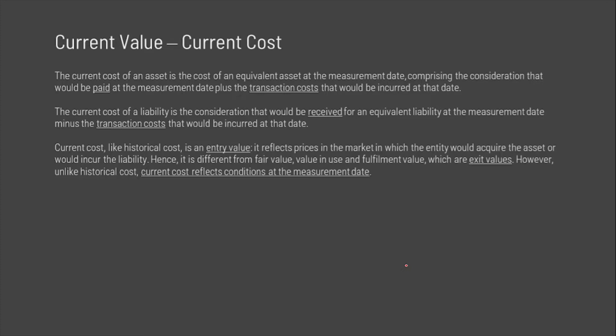Current cost and historical cost are entry values, as they reflect prices in acquiring an asset or incurring a liability, whereas fair value, value in use, and fulfillment value are exit values because they reflect prices in selling or using an asset or transferring or fulfilling a liability. Unlike historical cost, however, current cost reflects conditions at the measurement date. In some cases, current costs can only be measured indirectly, for example, by adjusting the current price of a new asset to reflect the current age and condition of the asset held by the entity.